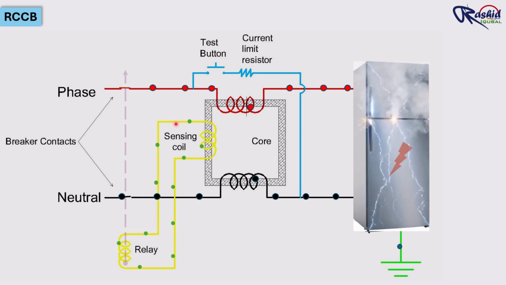This is a sensing coil. Once there is a leakage and imbalance of the current, this sensing coil senses the leakage current. This signal activates the trip mechanism and the RCCB disconnects the power supply.